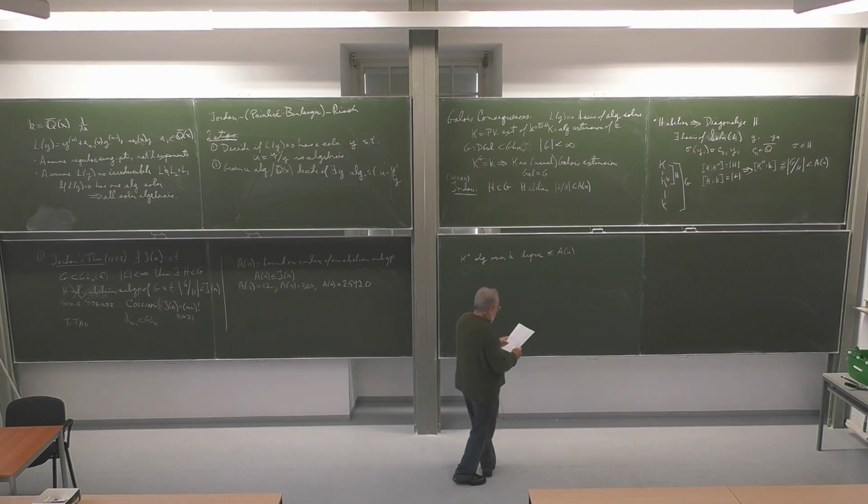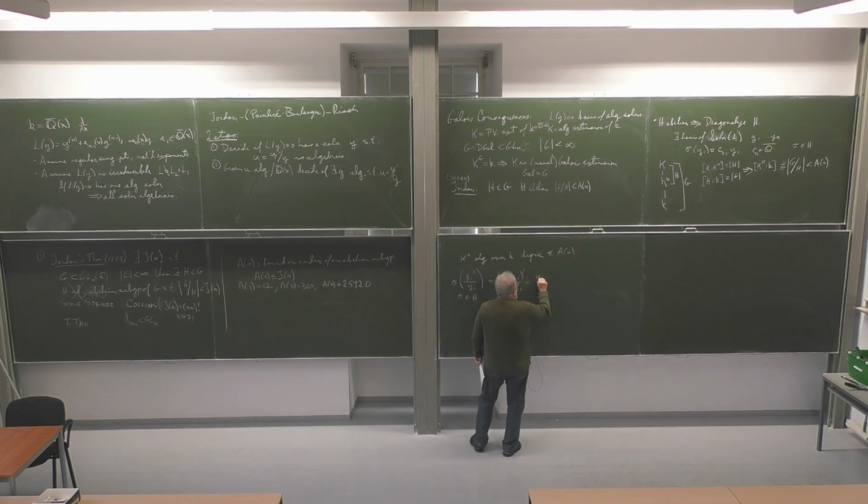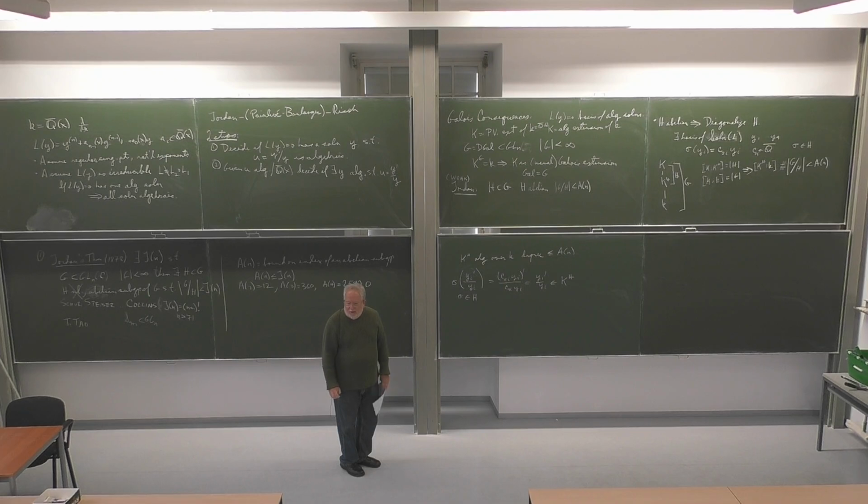Okay, and now let's look at these y. If I look at yi prime over yi and apply sigma to it, sigma in H, this is C sigma I prime over sigma I. So this is yi prime over yi. So these have to be in KH. That's the Galois correspondence.